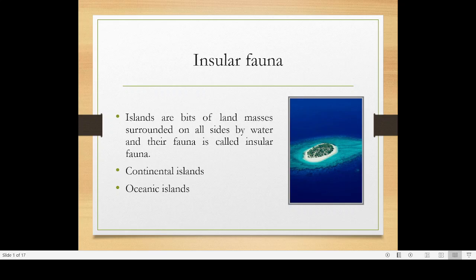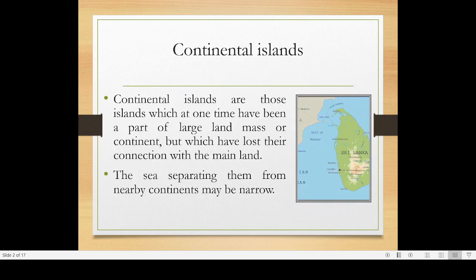Now, islands are basically small land areas surrounded on all sides by water. Now we find two types of islands. One is a continental island, the other is an oceanic island. Here you can find an oceanic island. A picture is showing a small oceanic island. Now in the case of a continental island, the best example is Sri Lanka.